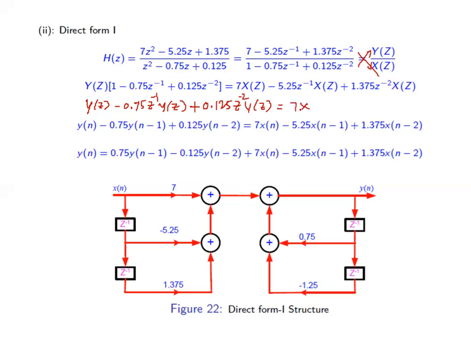7x of z minus 5.25 z inverse x of z plus 1.375 z power minus 2 into x of z. So by applying inverse z transform to this, we'll get this equation.